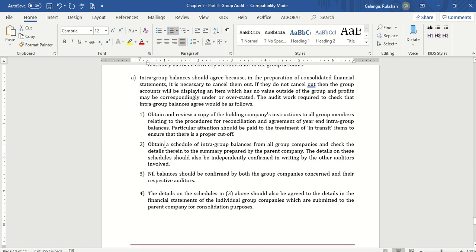That's what the first point says. Obtain schedule of intergroup balances from all group companies and check with details they are in the summary prepared by the parent company. The details on the schedules have also been independently confirmed in writing by the other auditors involved.